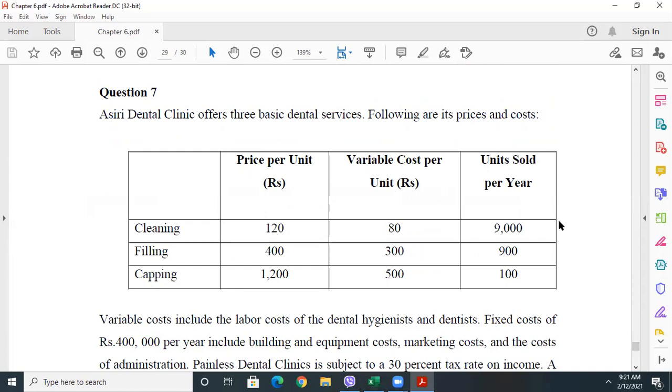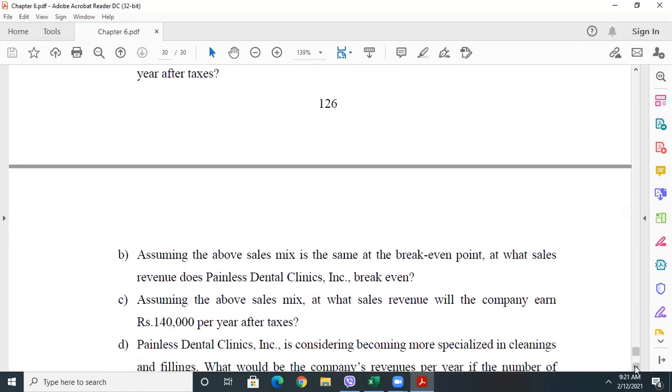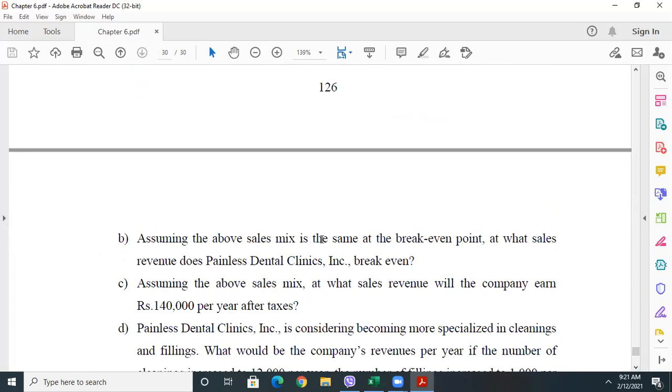So you are given the units, you are given the contribution, even the fixed cost is there. It's a simple job. You can easily do that. Then it asks, assuming the above sales mix is the same at the break-even point, at what sales revenue does the painless dental clinic break even?